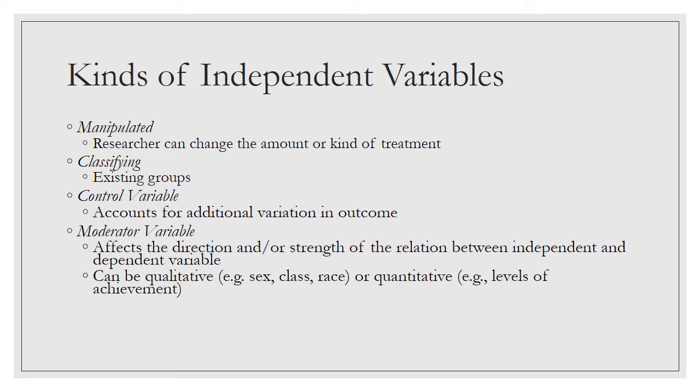A moderator variable. These things affect the direction or strength of the relationship between independent variables and dependent variables. They can be qualitative like sex, class, or race, or they can be quantitative like levels of achievement. And finally, confounding variables. These are just like our controlling variables, except they're not built into the research design, which makes it really difficult to untangle them. They are linked. The explanation of cause and effect can't be disentangled with the confound.